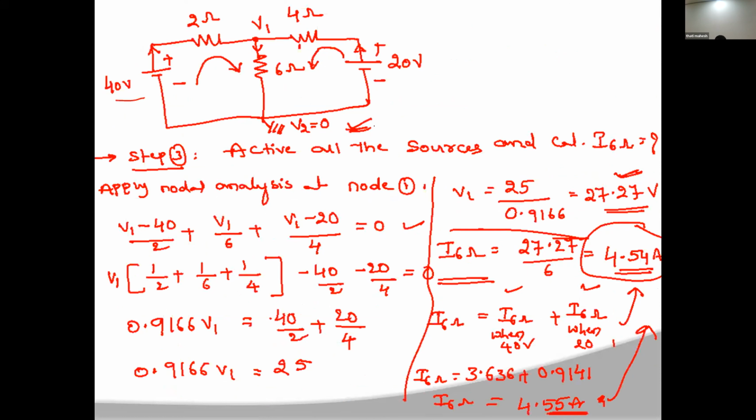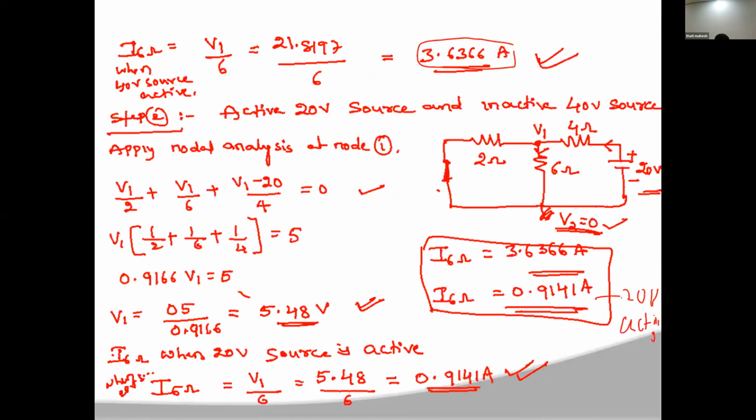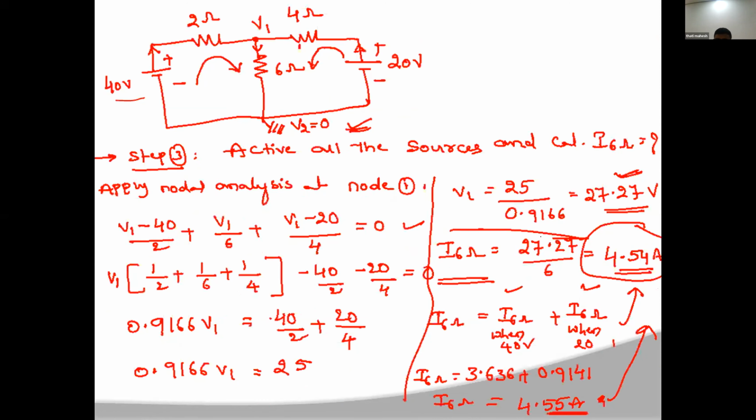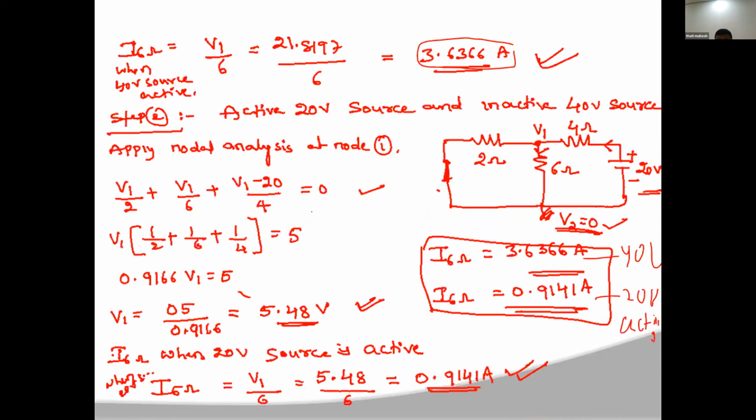In the third case, two sources are acting, so what happened: V minus 20 by 0. In this case the current value we got is 4.54. So see here, in the first case it is 3.96 when 40 volts is acting. When adding these two, that is 4.54. So when all sources are acting, all understand? Sir, can you go to case 2?